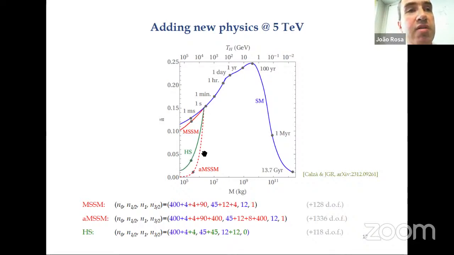And an even greater effect happens if we allow the superpartners of the 400 axions, these are the axinos, they're fermions, and the saxions, which are also scalars. If we add them into the game at 5 TeV, the black hole will spin down even more quickly. But you see, if we can track these trajectories, we could identify these different extensions of the standard model. So this is something that having spin allows you to do.